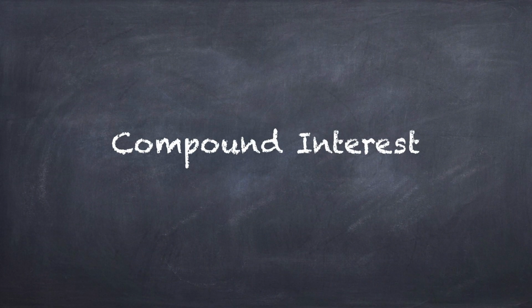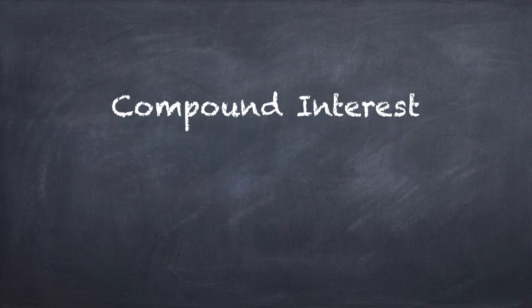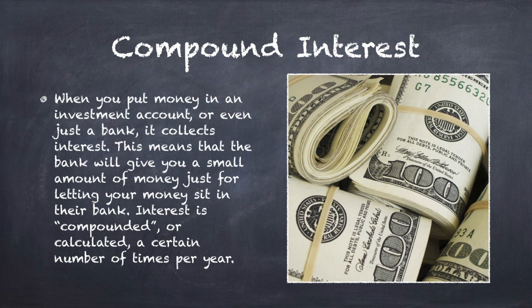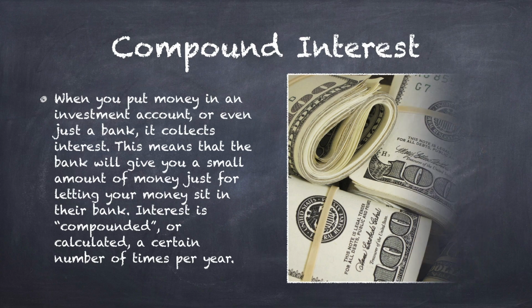Now we're going to talk about compound interest. When you invest money in an investment account or even just a bank, it collects interest. That means that the bank will give you a small amount of money just for letting the money sit in their bank. It's because they use your money and they kind of let other people borrow it. So they're not really just letting it be there for the pleasure of its company. But interest is compounded, or calculated, a certain number of times per year. And that formula is this.